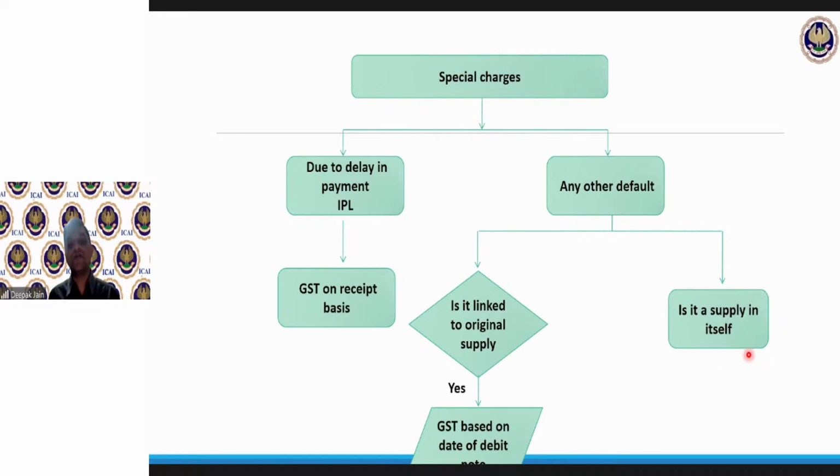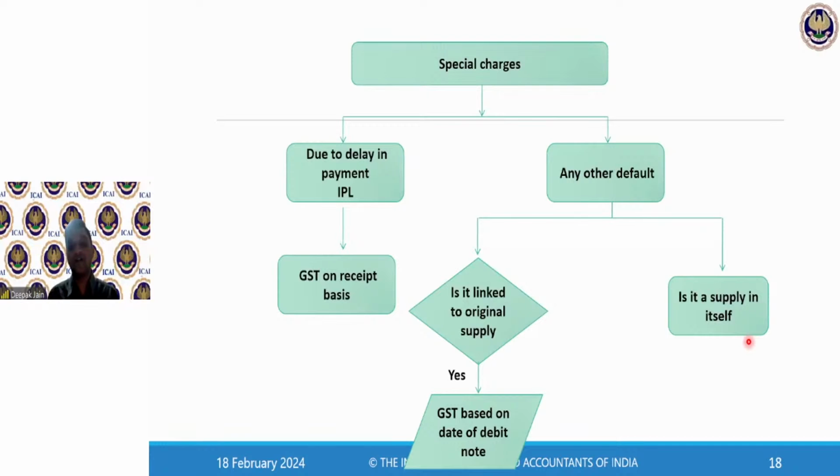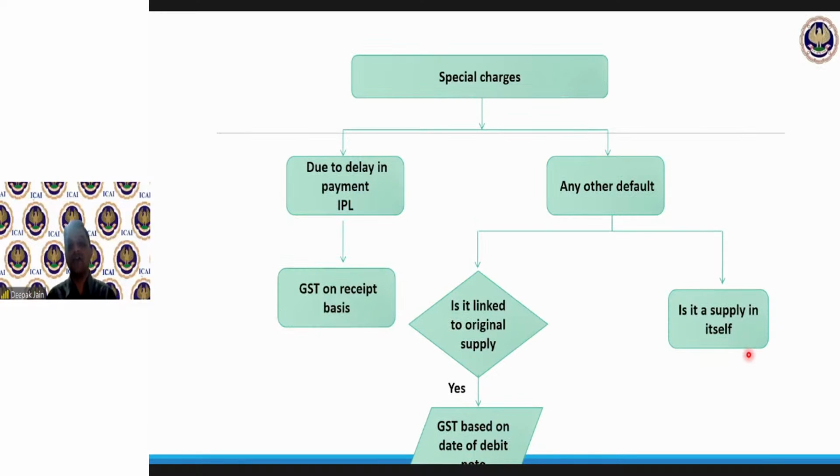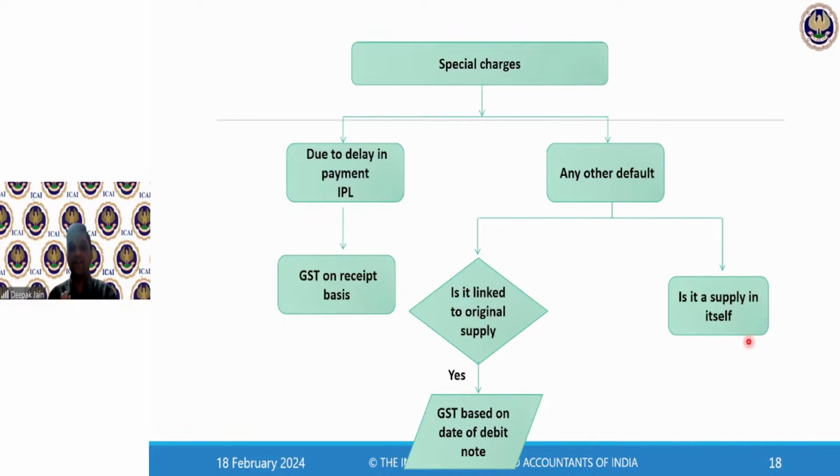Other default could be in case of any other default, right? If, other than interest, penalty, and late fees, I levy some other charges, then is the transaction of any other default. Special charges again. So any special charges which I levy and I charge any late payment charges in terms of interest, penalty, or late fees, then the time of supply is not the date of issue of invoice. The time of supply is on actual receipt of those charges.